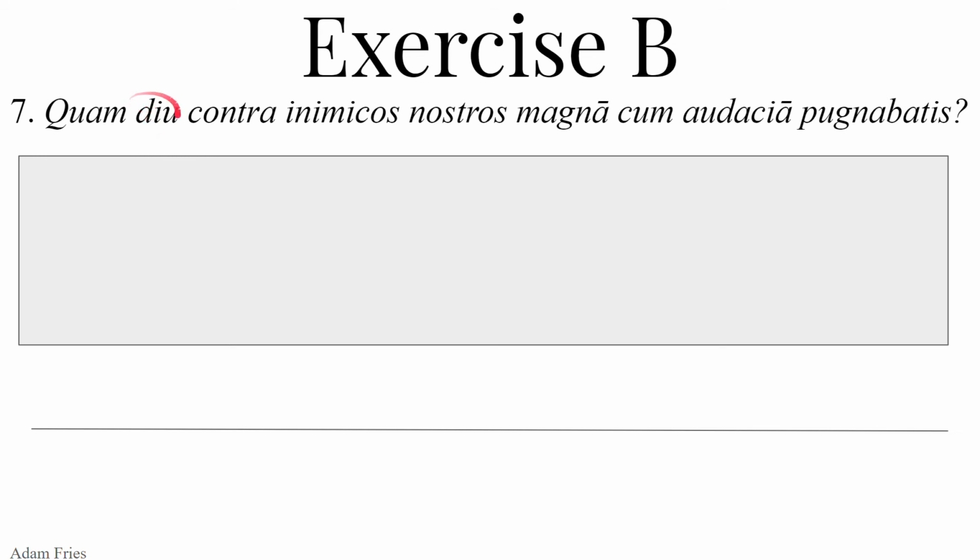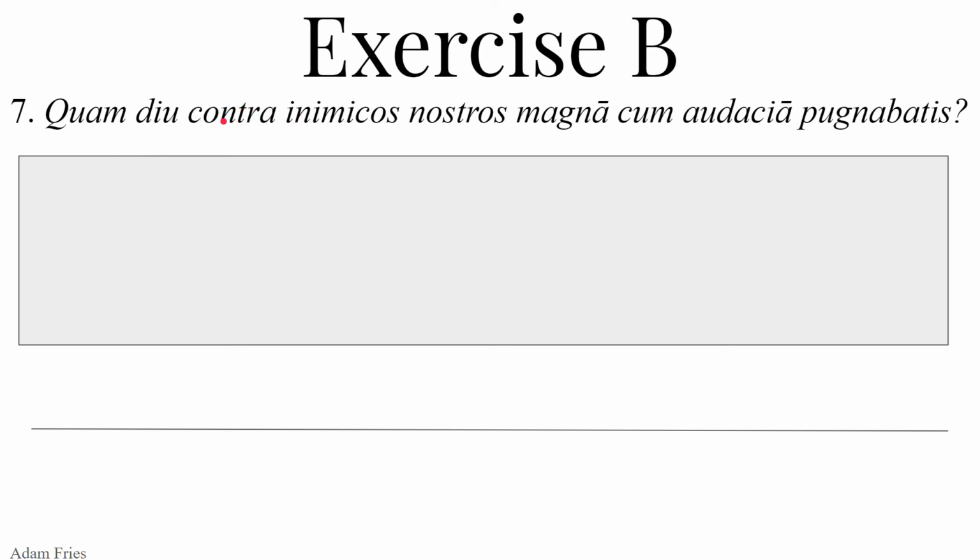So the adverb diu here is going to be modifying, wait for it, the verb, and the verb is at the end. So quam is an adverb meaning how. We're asking how something is, modifying this adverb. How long? For how long?